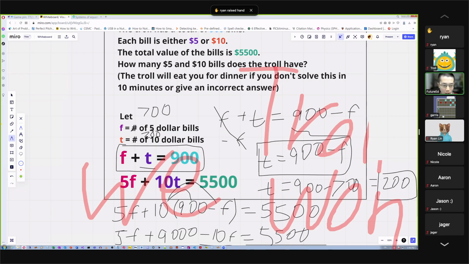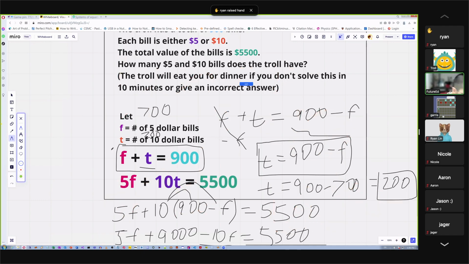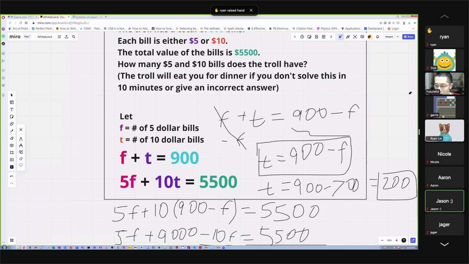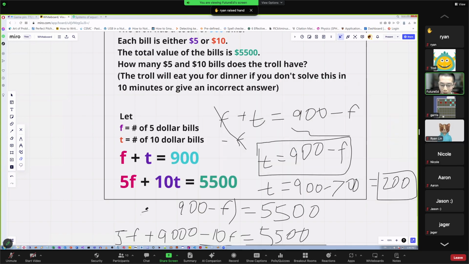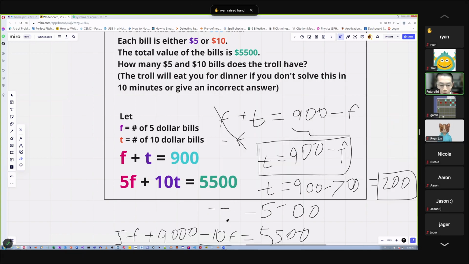Aaron, can you verify for me that F is indeed 700 and T is indeed 200? Jason, Garrus didn't do anything. He's innocent. As a matter of fact, I'll let Garrus verify this for us, so that we can make sure he doesn't get any blame. So Garrus, how can we verify for sure that F is 700 and T is 200?